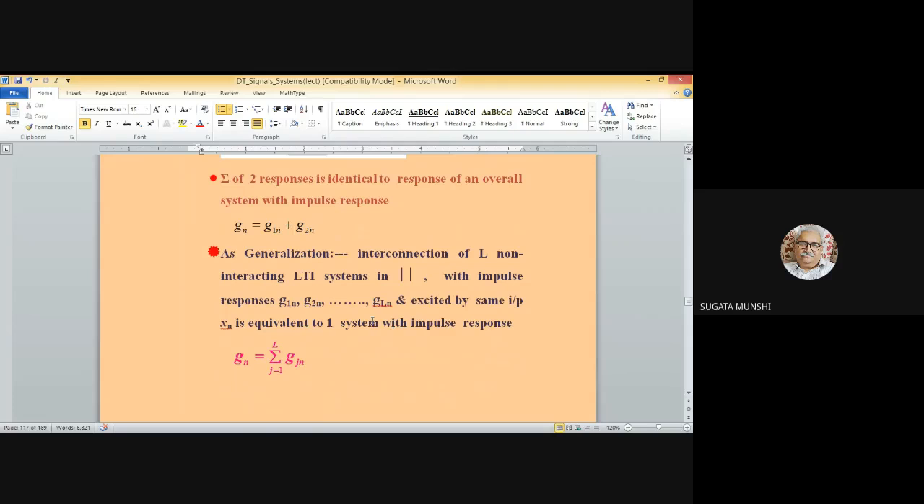So here is also a generalization that if you have capital L number of DT-LTI systems in parallel with impulse responses G1n, G2n, etc., and the common input is xn, then the overall combination of L systems in parallel will have an impulse response that is the sum of the individual impulse responses.